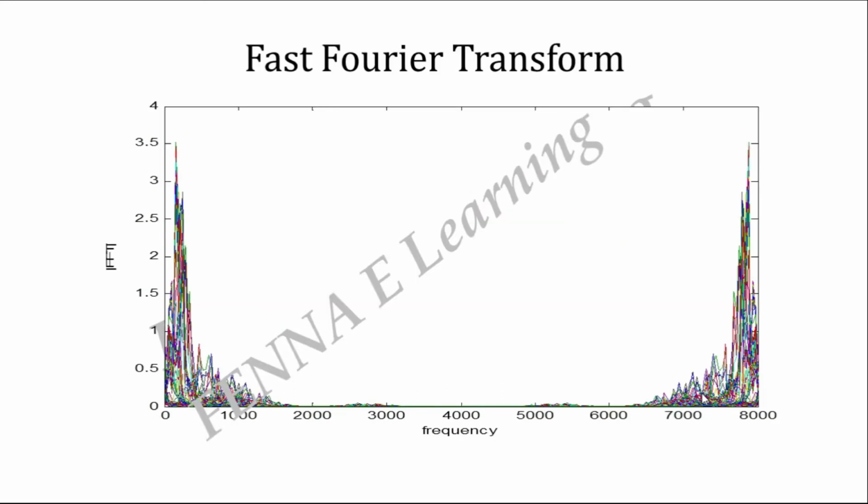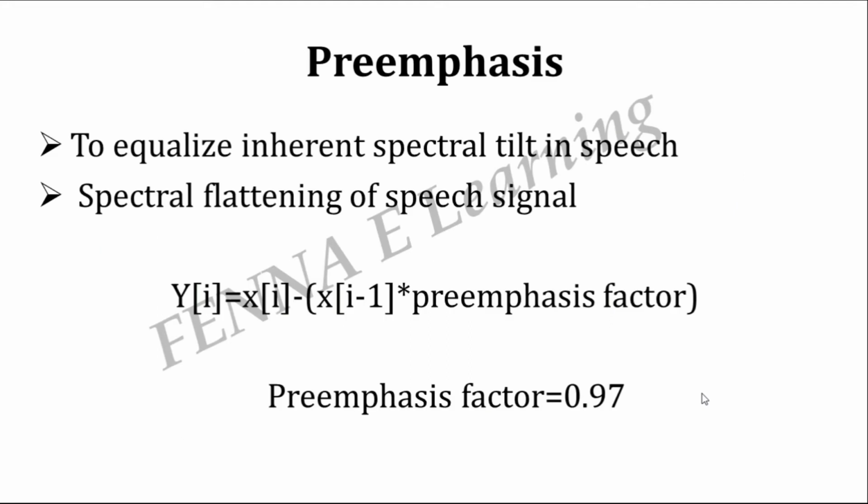Fast Fourier transform is used to obtain the spectrum of the speech signal, and this diagram explains the spectrum of the speech waveform. Preemphasis is a signal processing technique which increases the amplitude of high frequency bands and decreases the amplitude of lower bands, and this is used to perform spectral flattening of the speech signal.